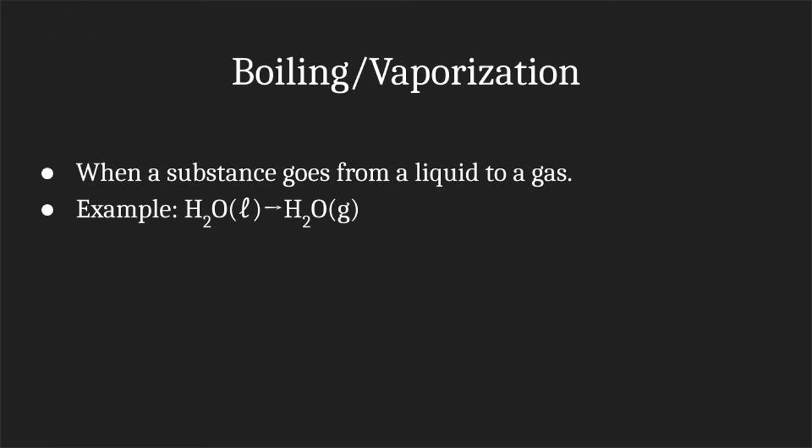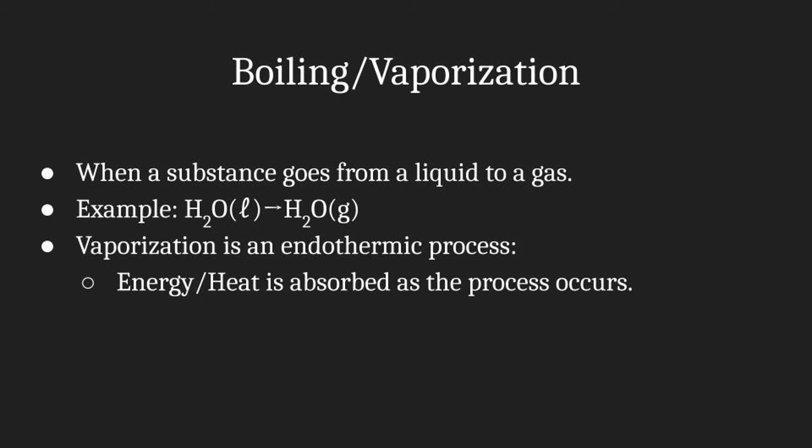If we look at the example of liquid water turning to gaseous water, or water turning into steam, we'll realize that G in parentheses stands for gas. Vaporization is an endothermic process as well, meaning heat or energy must be absorbed as the process occurs. You could remember this because if you want to boil water, you have to turn on the stove. You have to put something in for the water to boil or vaporize.